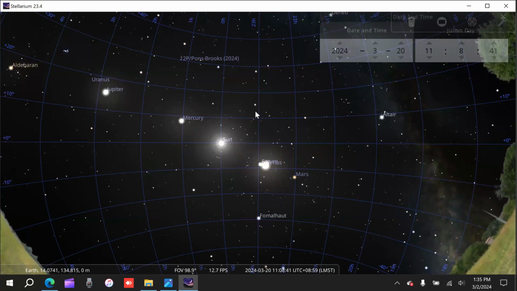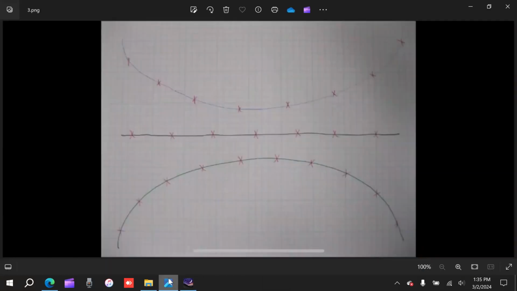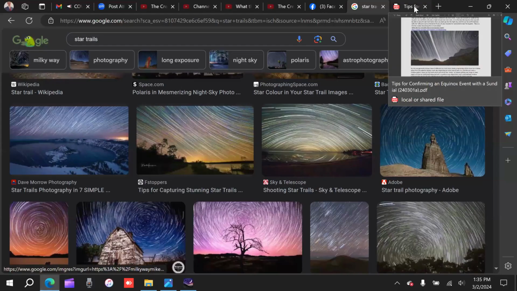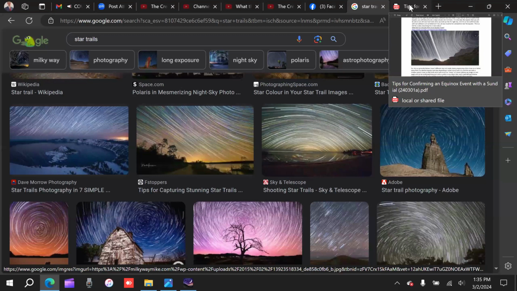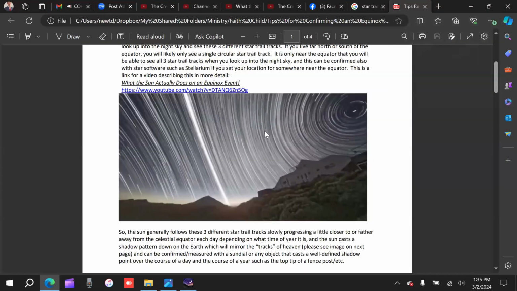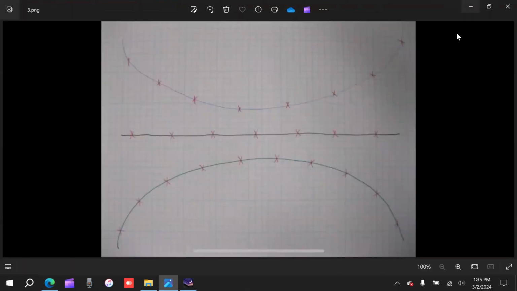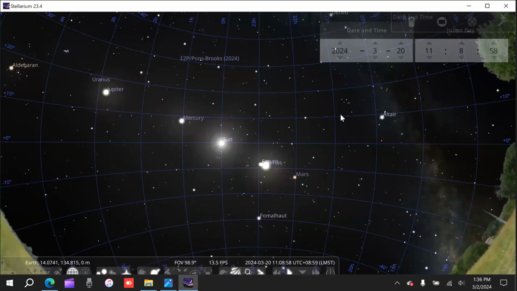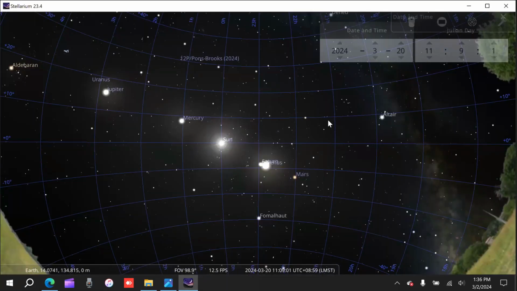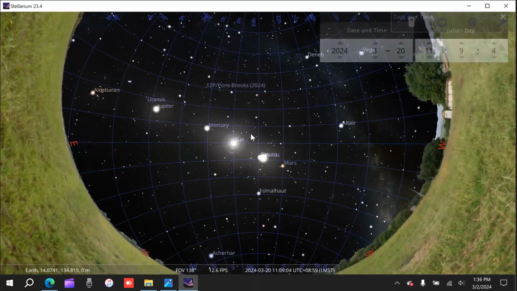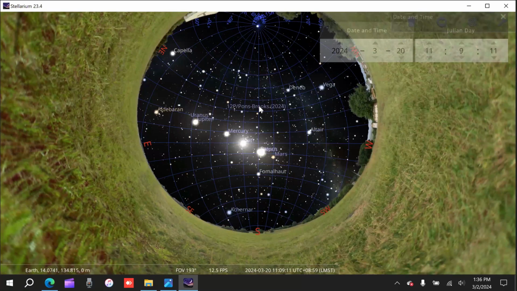Those are the same curves that we're seeing in these types of star trail pictures. People have confirmed it by taking pictures like this, but somehow it's actually showing up in this Stellarium software as well. But when I zoom out now, things are going to get really, I'm going to show you this first.